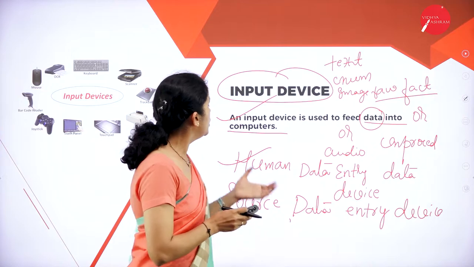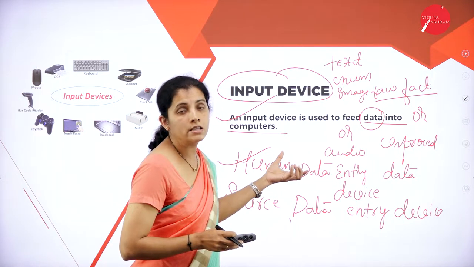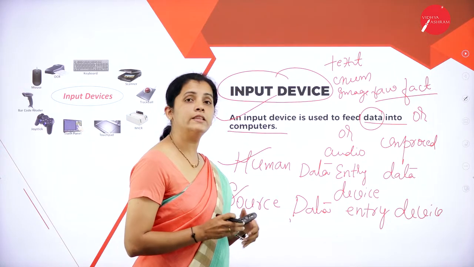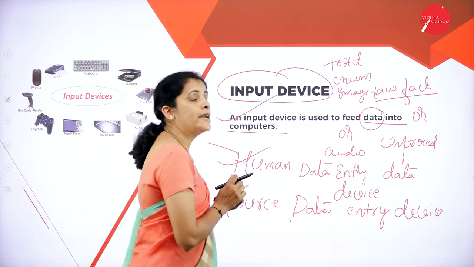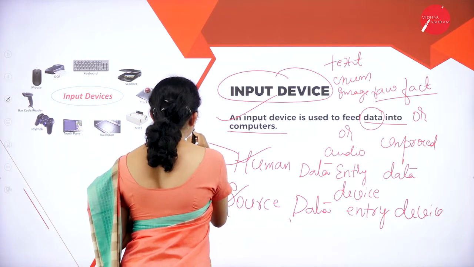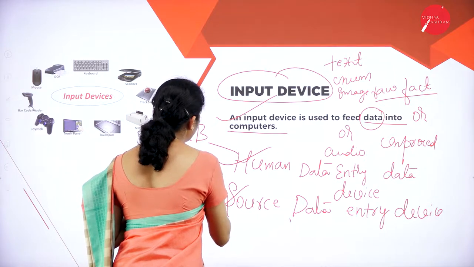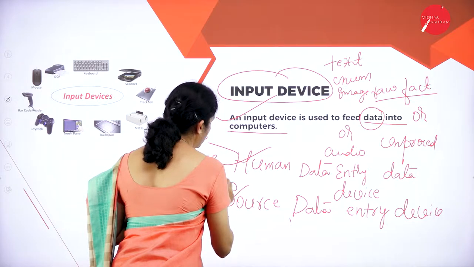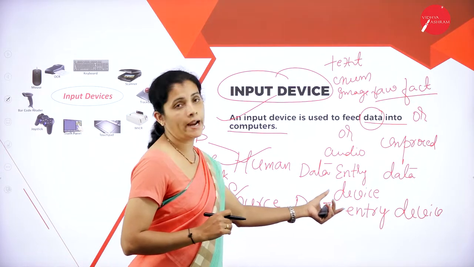A human data entry device is a device that allows the user to manually enter the data into the computer system. Some examples of human data entry devices are keyboard, mouse, joystick, etc. Then what is a source data entry device?